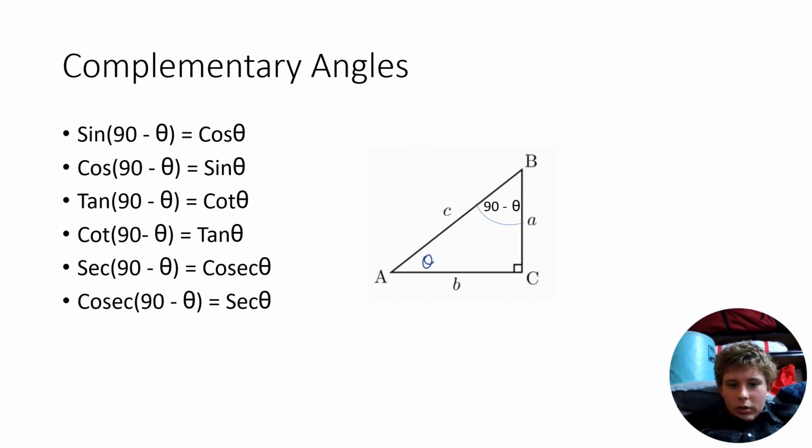So in your triangles, your complementary angles, and this little stuff on the side, I've got sine of 90 minus theta equals cos theta. So let's use our triangle for example, just to prove that that is true.